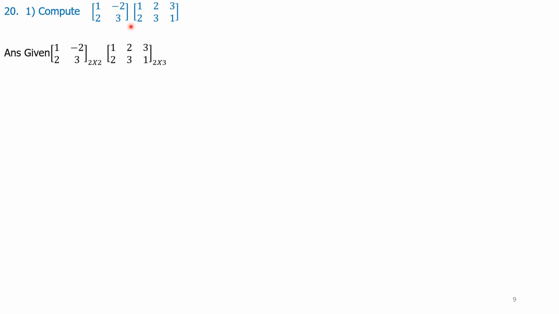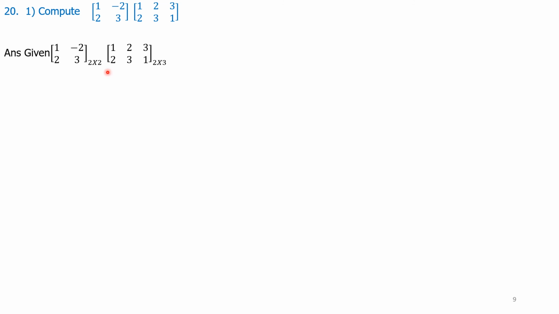Given first matrix is as it is, we have copied. The first matrix is 2 rows and 2 columns. It is 2 by 2. The second matrix is 2 by 3. That is 2 rows. 1, 2, 3 is the first row. 2, 3, 1 is the second row. And columns are 1, 2, 2, 3 and 3, 1. Therefore, first matrix is 2 by 2 and second matrix is 2 by 3.